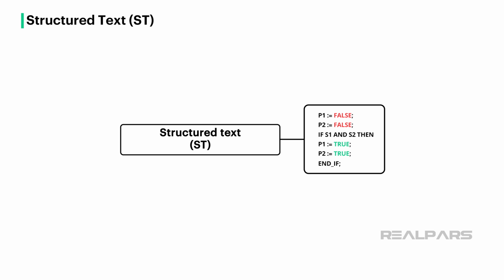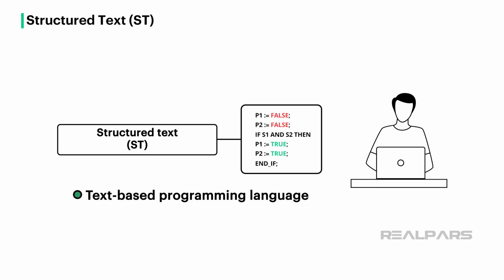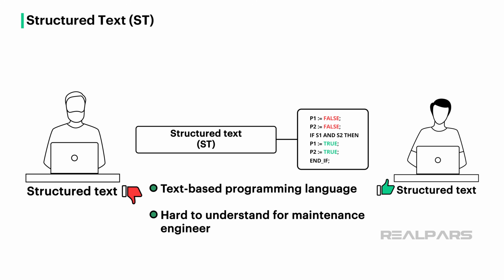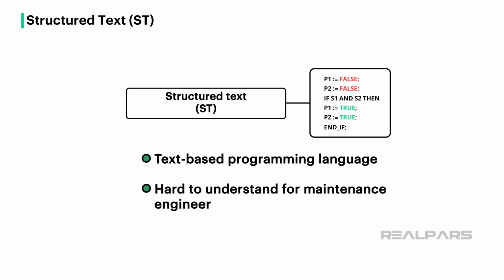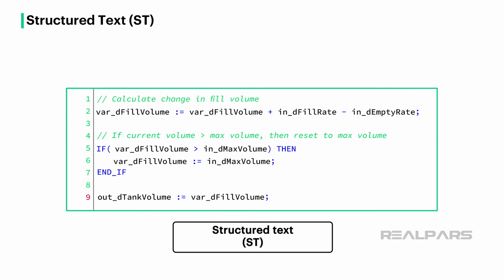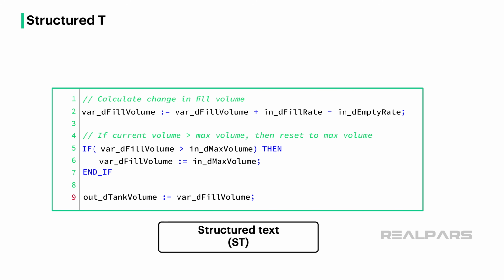Structured text, or ST, is a text-based programming language for PLCs. Structured text is popular with younger PLC programmers who are comfortable with text-based programming languages like Python. Many older engineers tend to avoid structured text because it's harder for maintenance engineers to understand and debug. In general, ST is very powerful for performing complex arithmetic operations and for looping over data structures like arrays. In this snippet of ST, we are calculating the fill level of a tank based on the volume being added to the tank every time the POU is scanned.